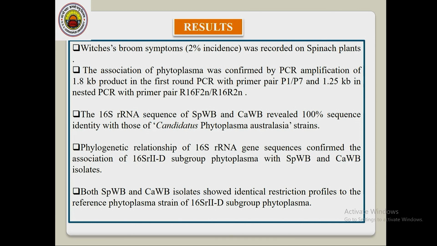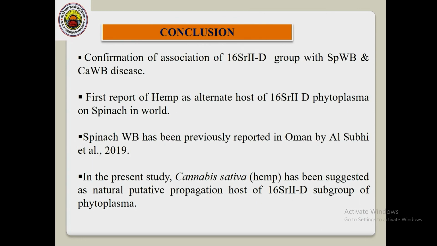The association of phytoplasma was confirmed by PCR amplification, and the 16S ribosomal RNA sequences of Spinus witches' broom and Cannabis witches' broom revealed 100% identity with those of Candidatus Phytoplasma australasiae strains. Phylogenetic relationship again confirmed this association, and both the Spinus and Cannabis witches' broom isolates shared identical restriction profiles with the reference phytoplasma strain of the 16SrII-D subgroup.